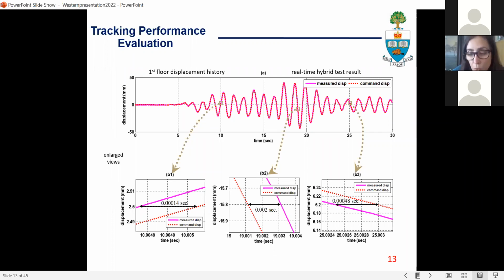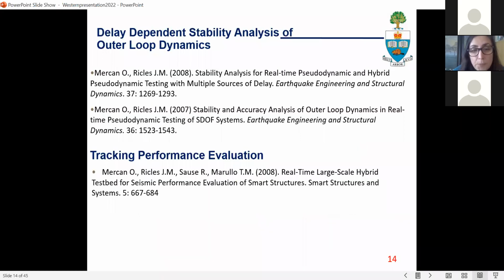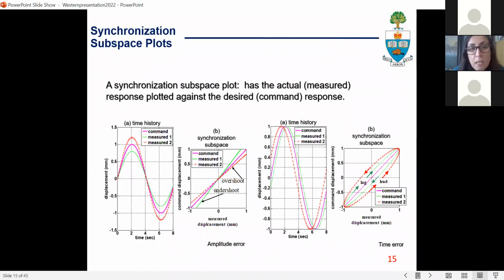So in order to quantify this performance, we came up with a synchronization subspace plot-based tracking indicator, an amplitude indicator. The idea comes from signal processing tools. A synchronization subspace plot is used in signal processing. It has the actual or measured response plotted against the desired response.